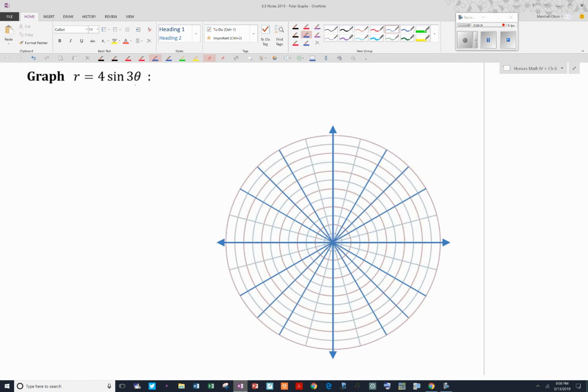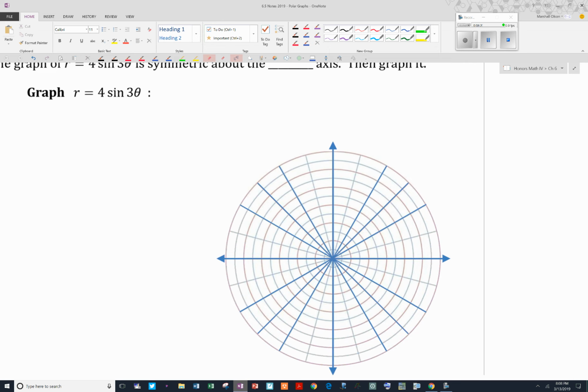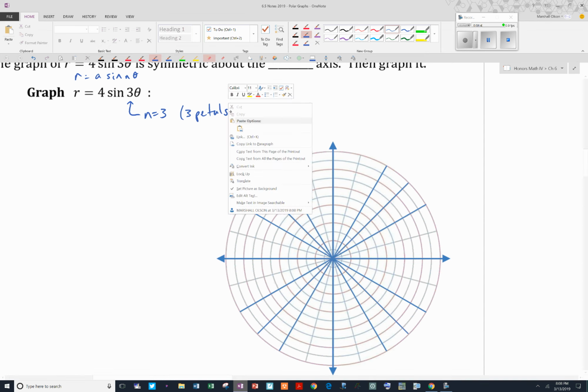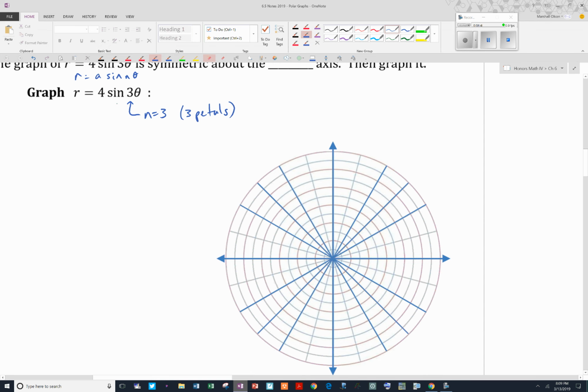So the first thing you should notice when you look at a polar graph of this form, notice this is the form that we were just talking about: r equals a sine of n theta. So n here is 3. That means since it's odd, we have 3 petals, that same number of petals. Okay, and since it's sine, we know a couple things. We know it's symmetric in the y-axis.